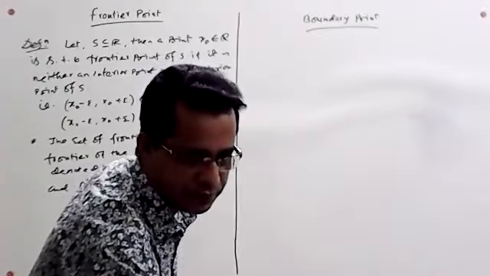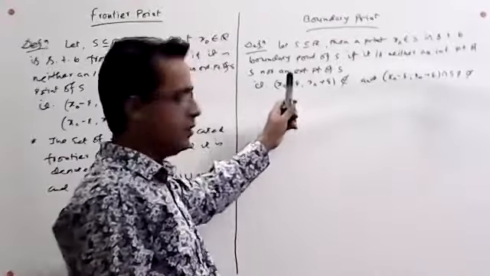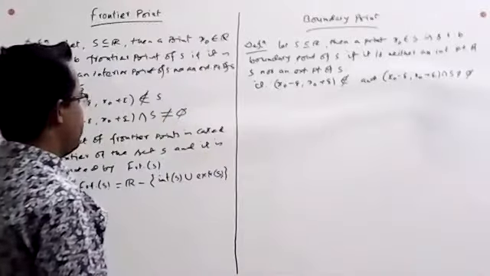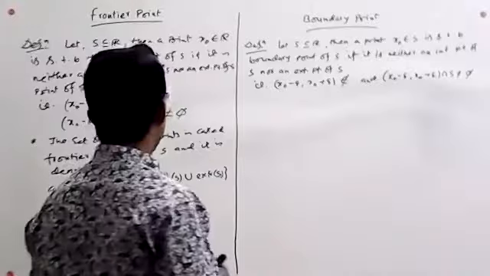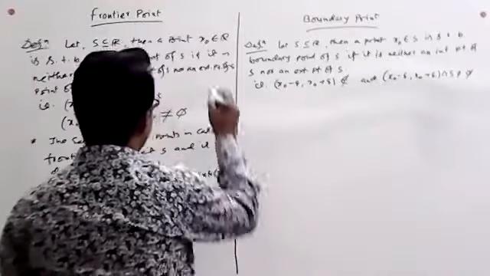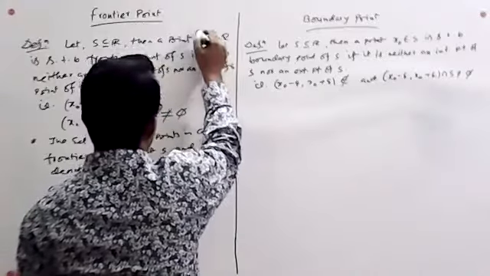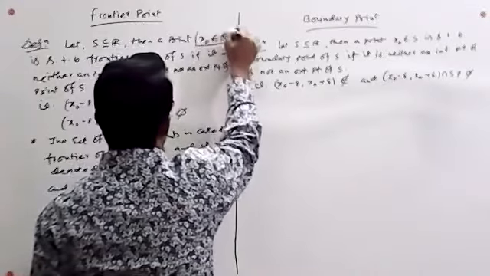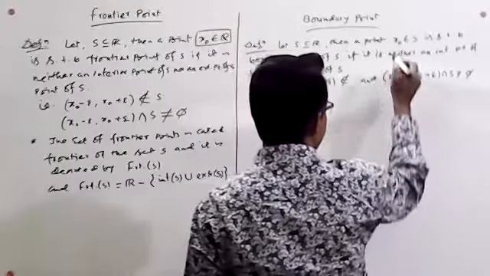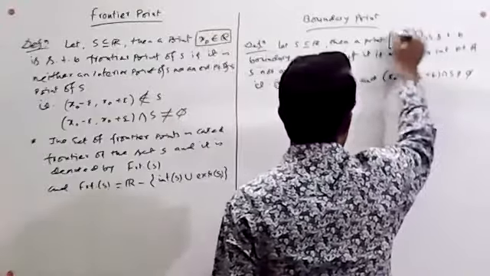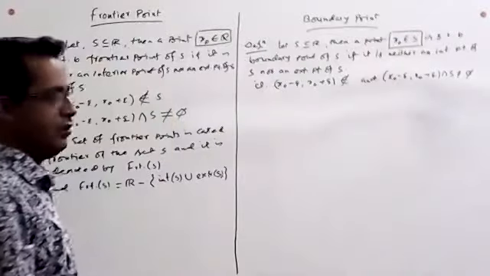And the definition of boundary point is also the same as the definition of frontier point. Here, one thing is different from frontier point. If a point wants to be a frontier point of A, then it belongs to the set of real numbers R. But if it wants to be a boundary point of a set, it must belong to the set S. This is the only difference between boundary point and frontier point.